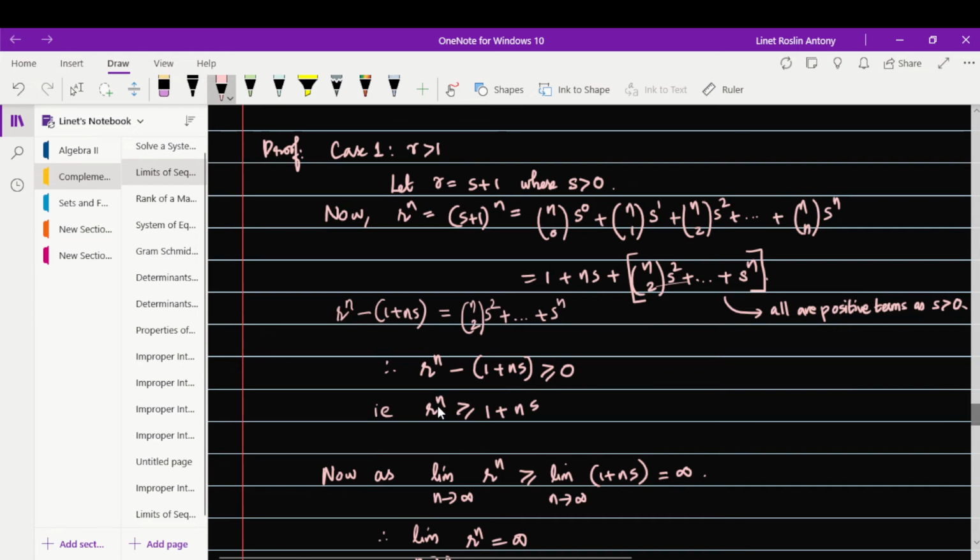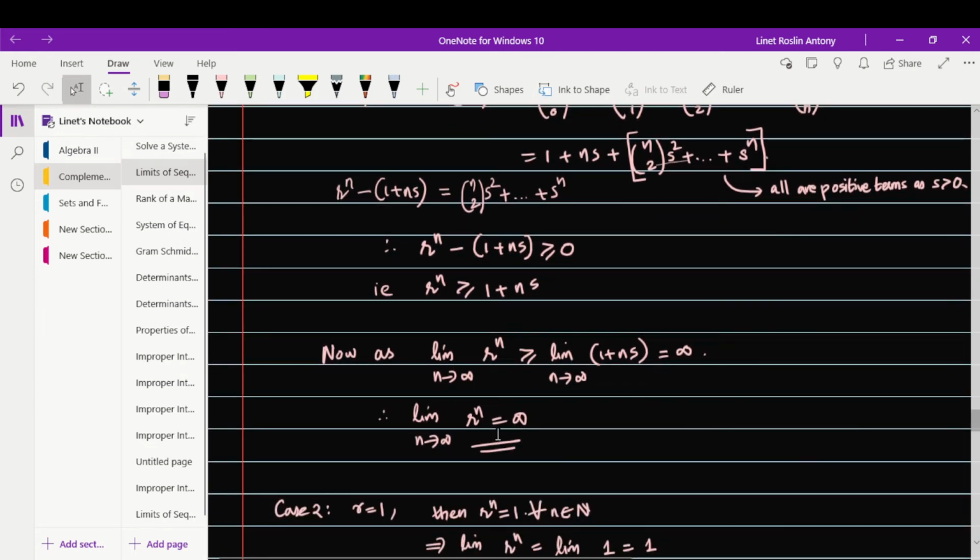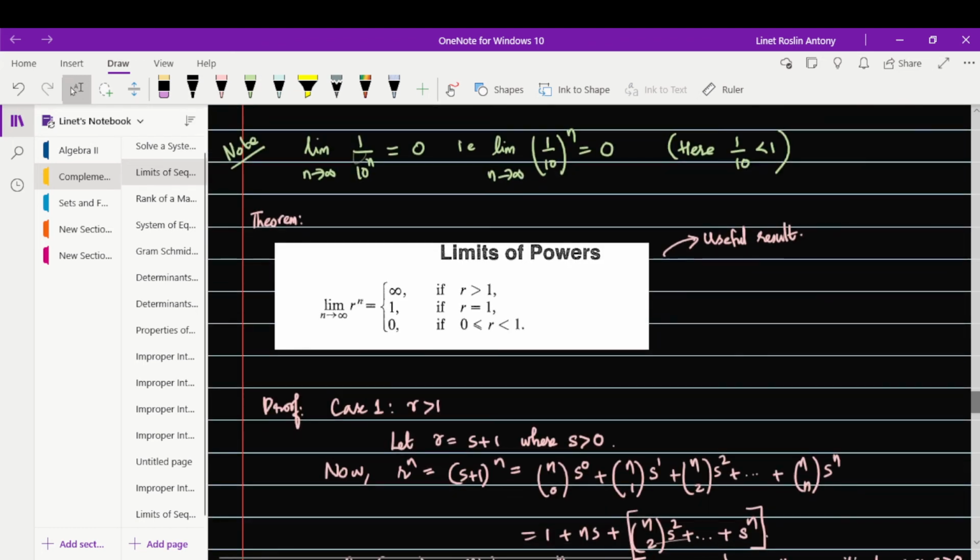Now you apply limits. So you get limit n tends to infinity r raised to n is greater than or equal to limit n tends to infinity 1 + ns. This limit 1 + ns, you know that the n is coming here, so definitely this will go to infinity. So limit n tends to infinity r raised to n is greater than or equal to infinity. Greater than or equal to infinity will mean that it is equal to infinity. So limit n tends to infinity r power n is equal to infinity. So we have proved this.